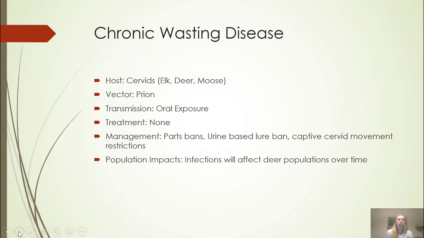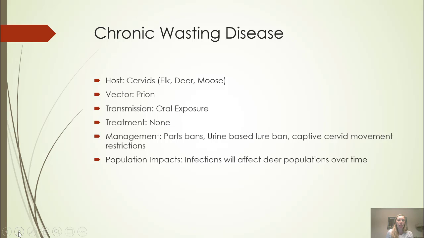The next disease is called chronic wasting disease. This is found in elk, deer, and moose. There are other variations of the disease that are common, such as mad cow disease. The vector for this is something called a prion. It's a little different. It affects the proteins of the body.